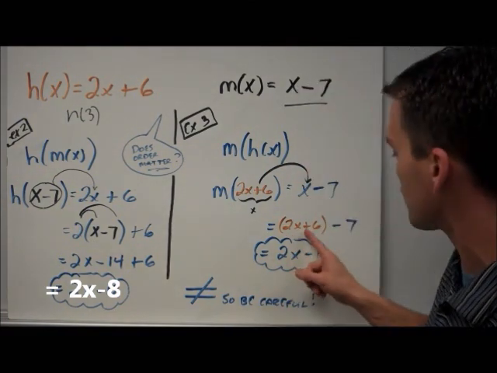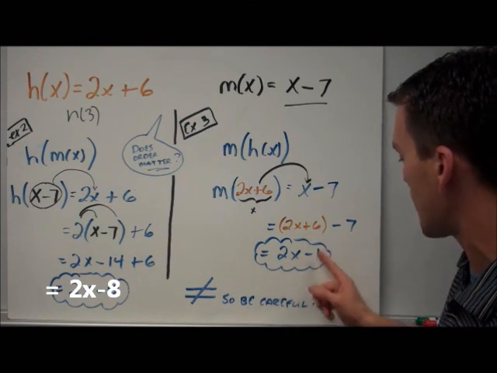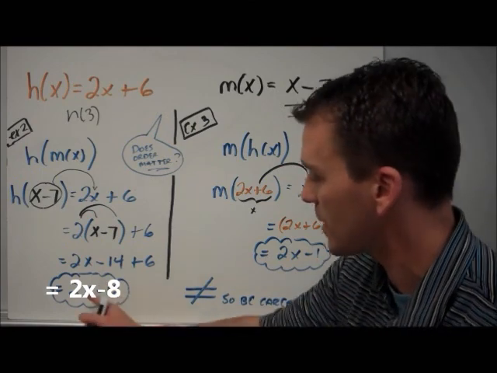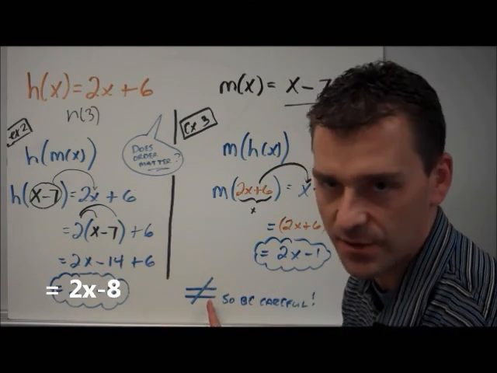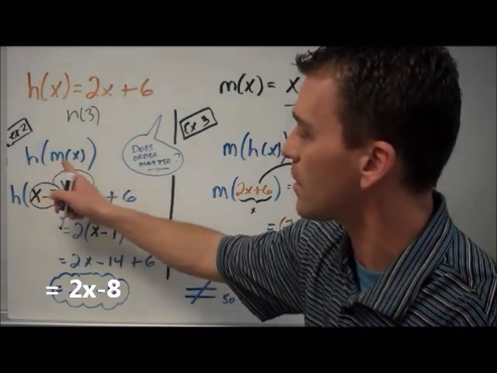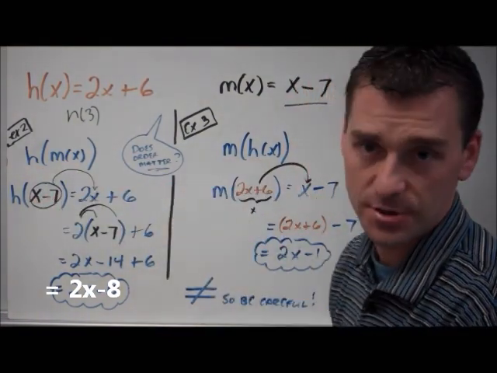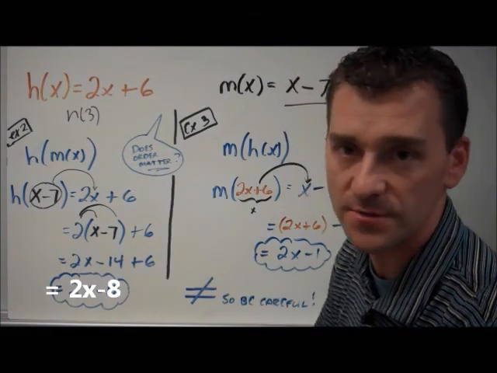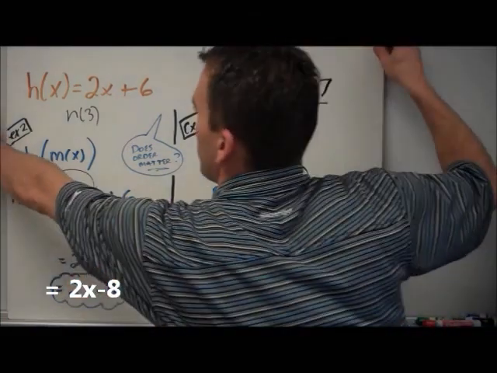Now I can take 2x plus 6 minus 7, combine my like terms, and I get negative 1. So notice, I get 2x minus 1, and I get 2x minus 12. They are not the same answer. What that tells you is that the order in which you do them matters. I'm not talking permutation or combination. I'm talking about composite functions. So there you go. Let me give you another example.